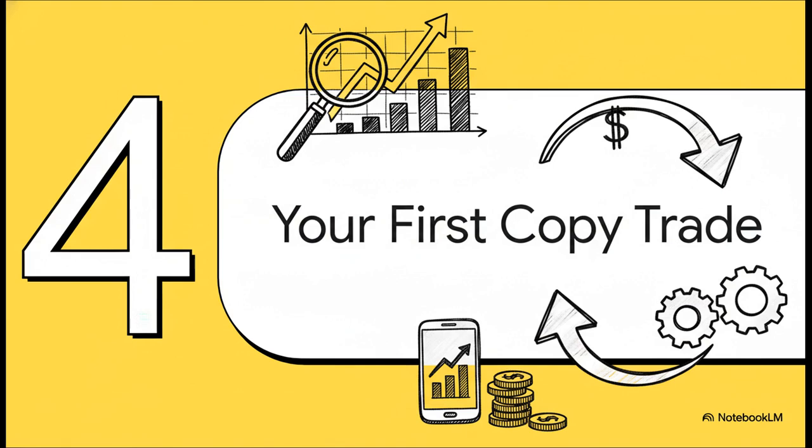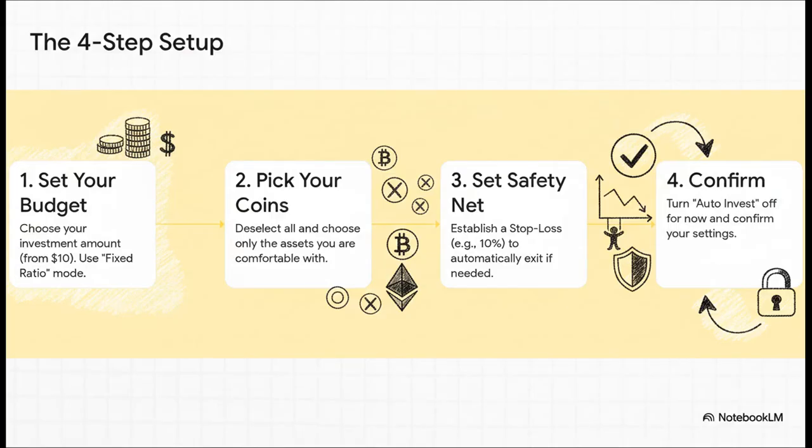Now what? Let's actually walk through setting up your very first copy trade, and you'll see it's way simpler than you might think. It really just boils down to 4 simple steps. Step 1, set your budget. You can start with as little as $10. Step 2, and this one is super important, pick your coins.